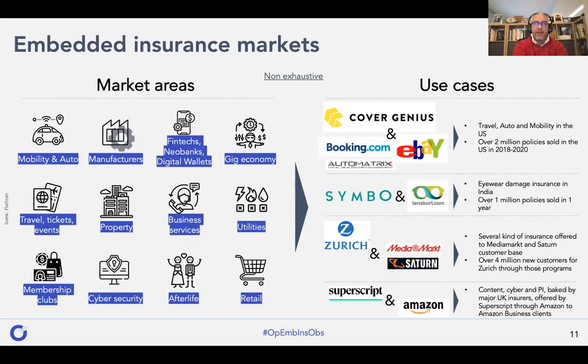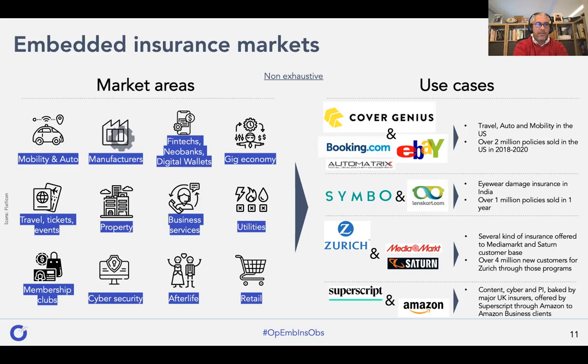Here we have grouped some of the main markets where embedded insurance is applied. Actually, at the Observatory, we have analyzed over 200 use cases grouped in 19 clusters. Here we have 12. So starting from mobility and auto, obviously a very big market also for embedded. Manufacturers that embed insurance coverages with the products they produce.